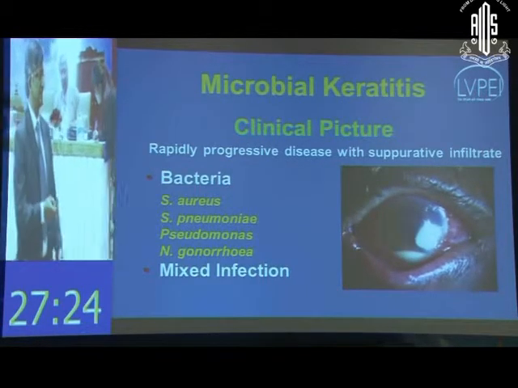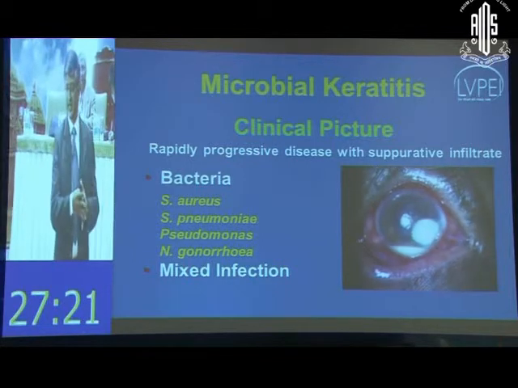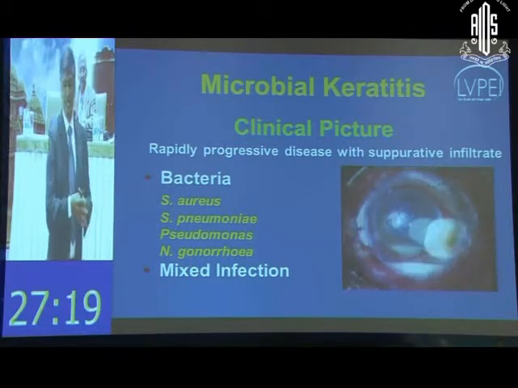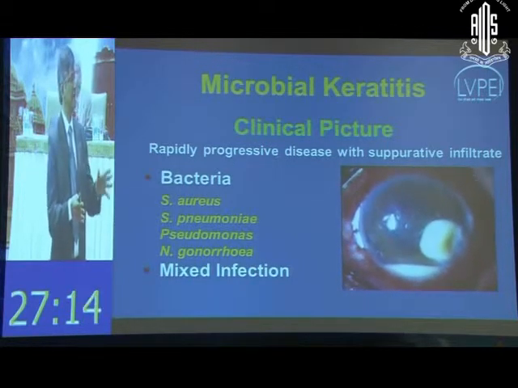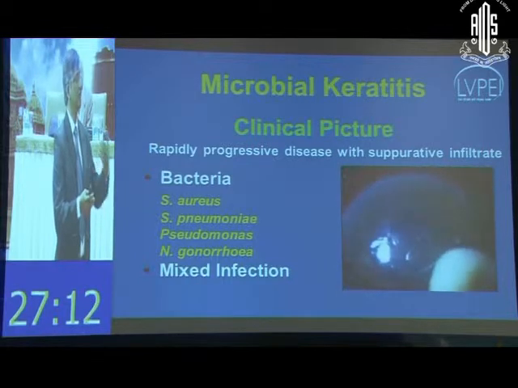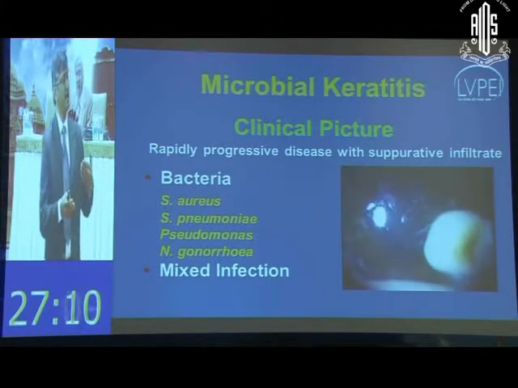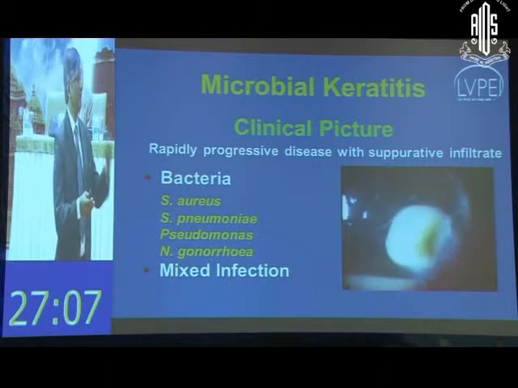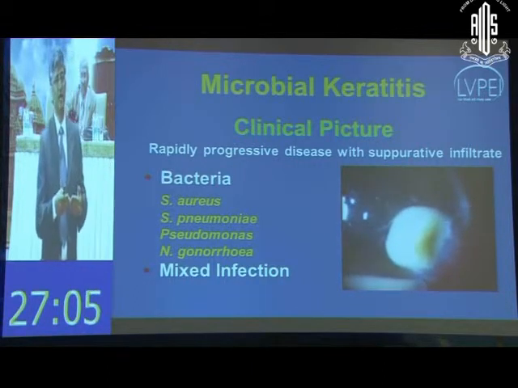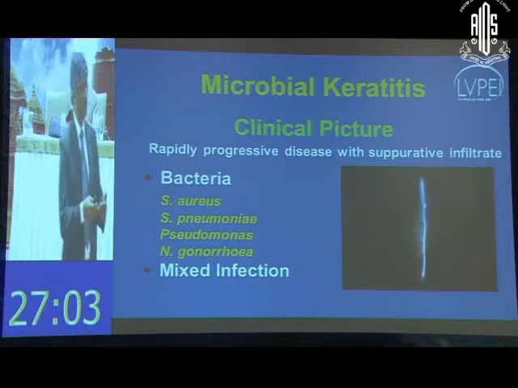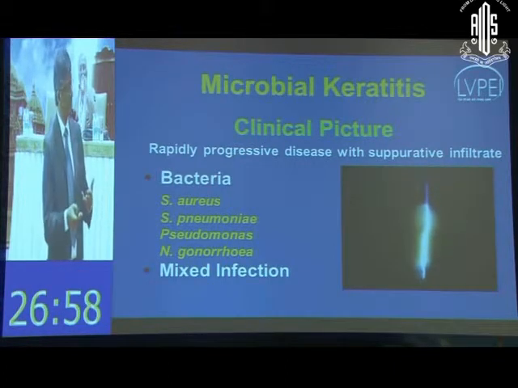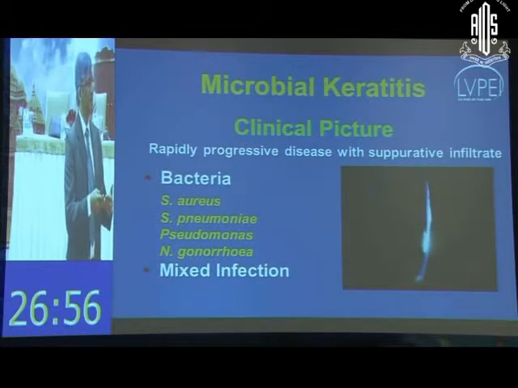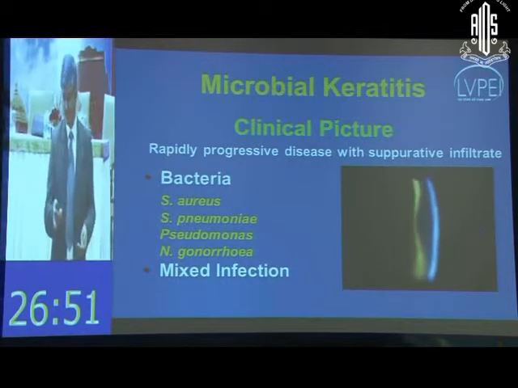Probably yes. There is a way in which you can create a differential diagnosis. If you are dealing with a case which is rapidly progressive, characterized by a suppurative infiltrate, you can make an impression that you are dealing with a virulent microorganism. And what are the virulent microorganisms? These are usually bacteria such as Staph aureus, Strep pneumoniae, Pseudomonas aeruginosa. At times, even a mixed infection can present with the clinical picture of a rapidly progressive disease.